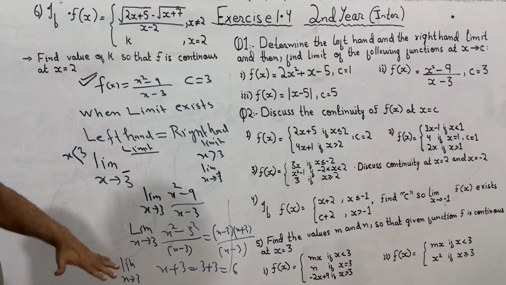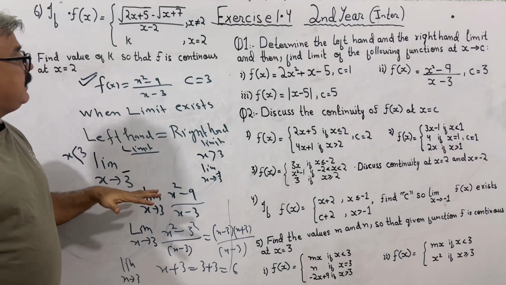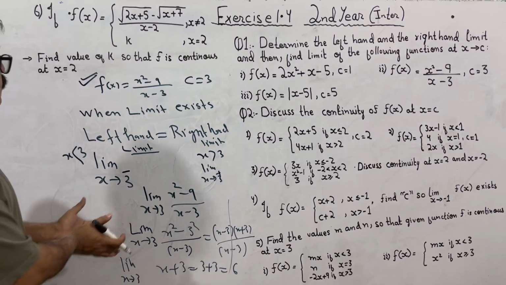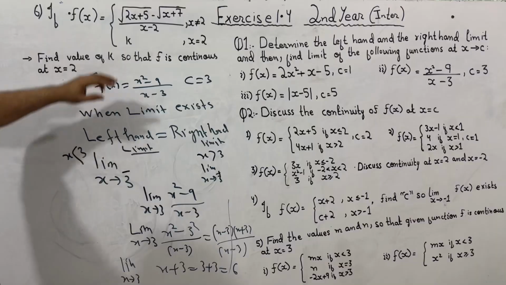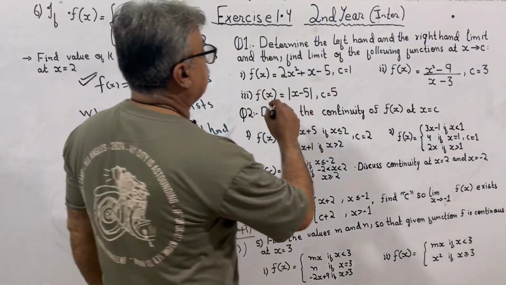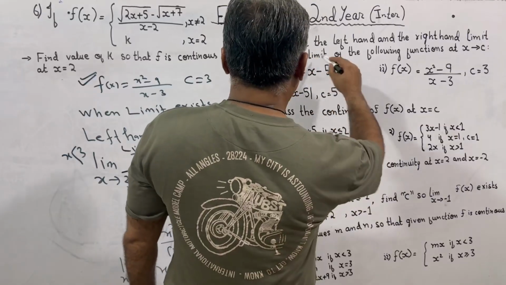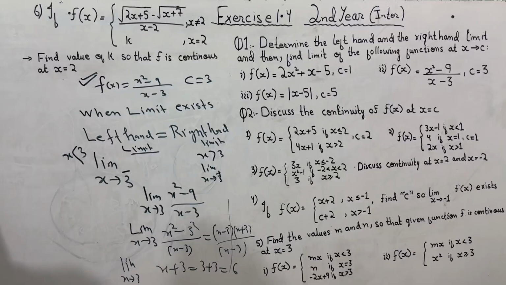Limit value is 6. Limit exists because left and right hand limit are both bundled together in a single function. What about function value? Limit exists, but we are asked to find continuity as well. Left and right hand limit, it's okay. Means limit exists in that case.